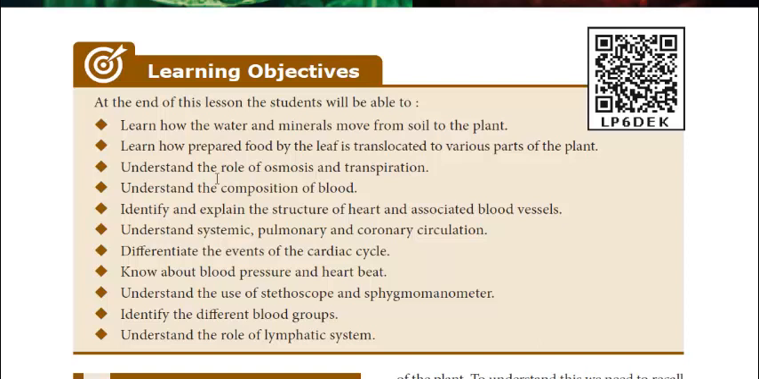You will start by understanding the composition of blood. First, you need to understand the composition. What is present in the blood? What are the components? What are the important aspects present in the blood? And then what are the different types of blood cells? We will see. And you will be able to identify and explain the structure of the heart and associated blood vessels.